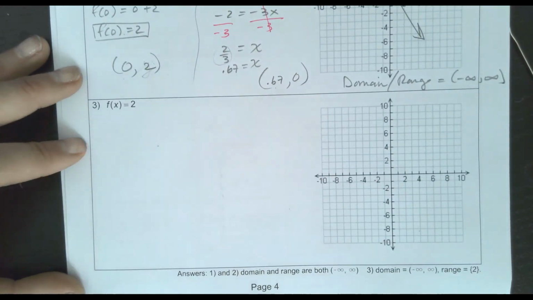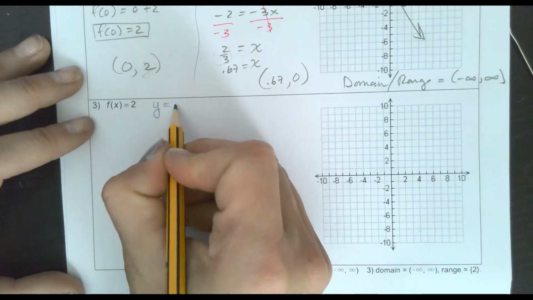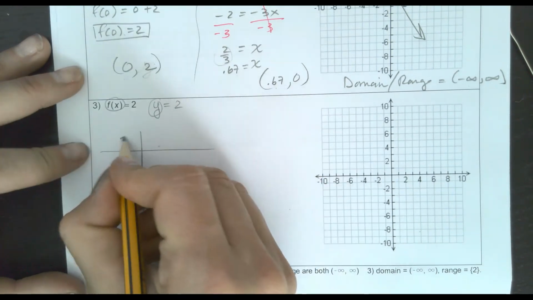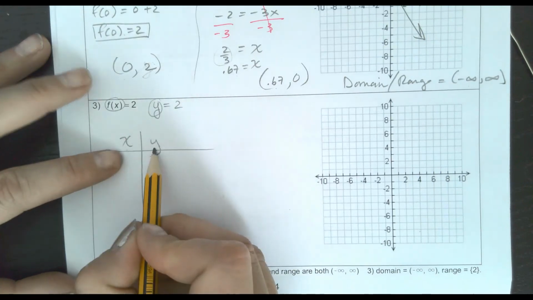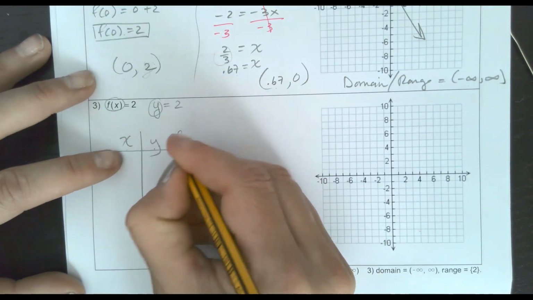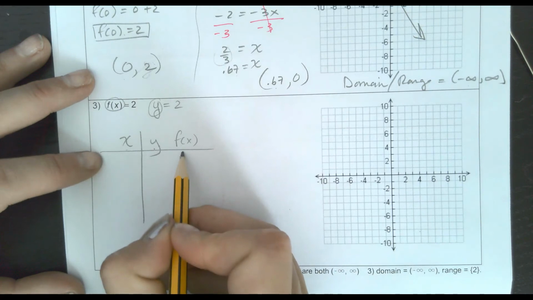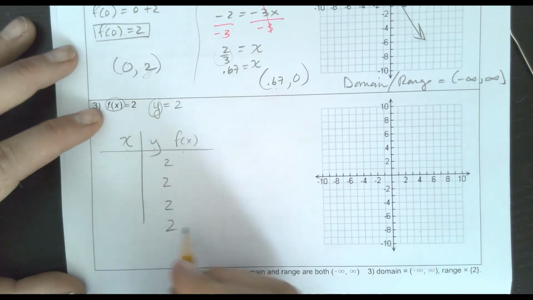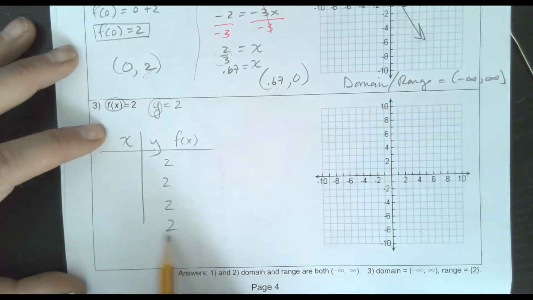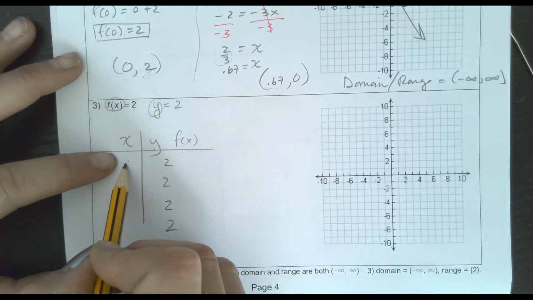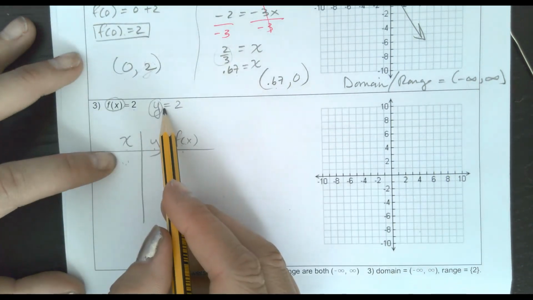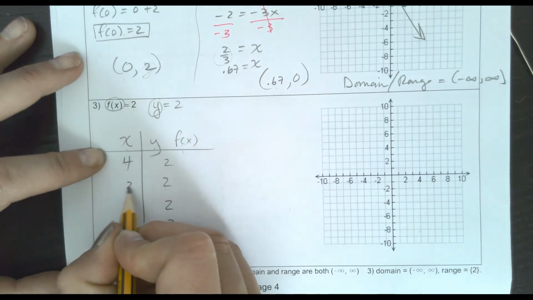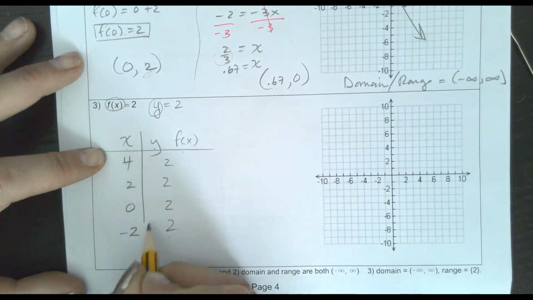f of x equals 2. Well, that's kind of the same thing as y equals 2, because f of x and y are kind of the same thing. So we usually do an x and y for our table of values, but really it's f of x now. So now it says f of x is always 2. It doesn't matter what your x is, y is always 2. So I'm going to put in numbers here. Let's do 4, 2, 0, negative 2.